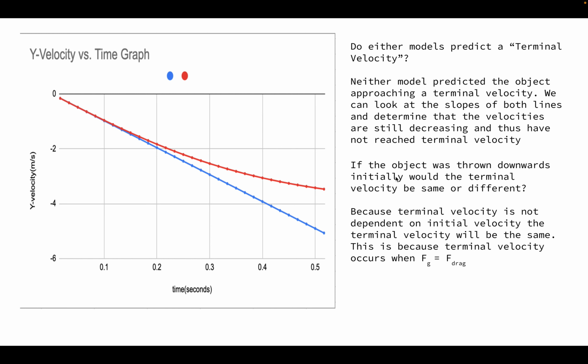If the object was thrown downwards initially, would the terminal velocity be the same or different? Well, because the terminal velocity is not dependent on the initial velocity, the terminal velocity will be the same. This is because terminal velocity occurs when the force due to gravity equals the force of drag. Therefore, the terminal velocity will be the same. It just might reach it at different points in time due to the initial velocity.